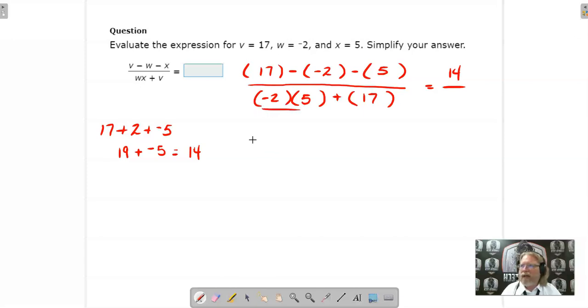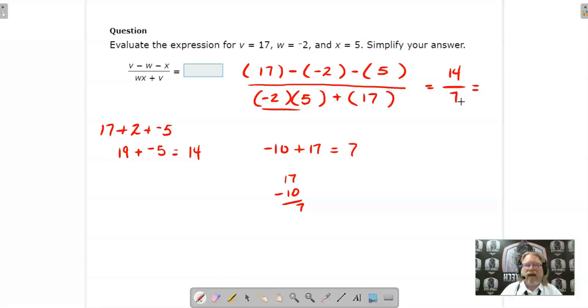Negative 2 times 5 is negative 10, and then plus 17. And so I have a negative number being added to a positive number, so let's actually subtract those. 17 minus 10 is going to give me 7. And the 17 has a greater absolute value than the negative 10. Since the 17 is positive, I'm going to leave that positive as well.